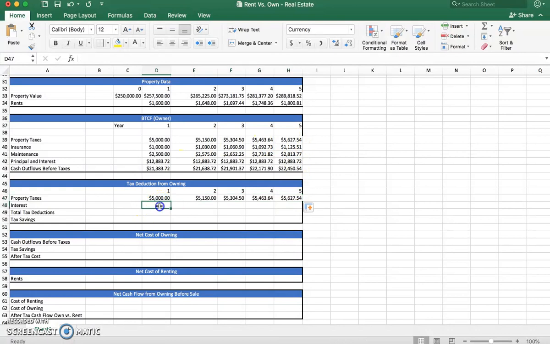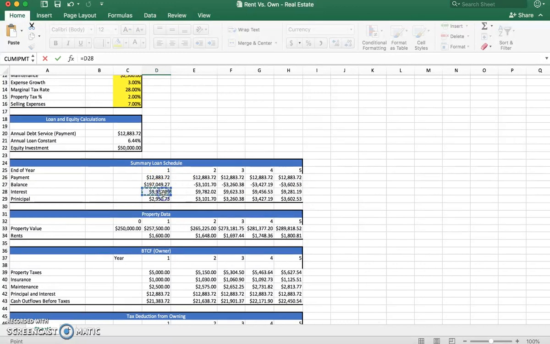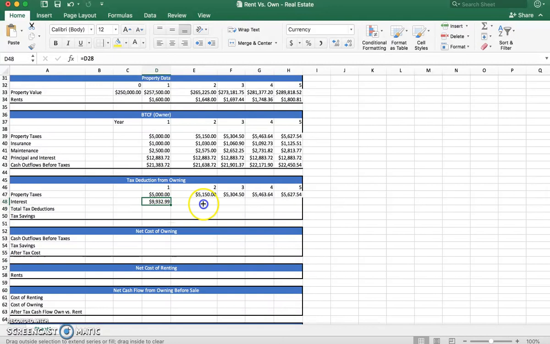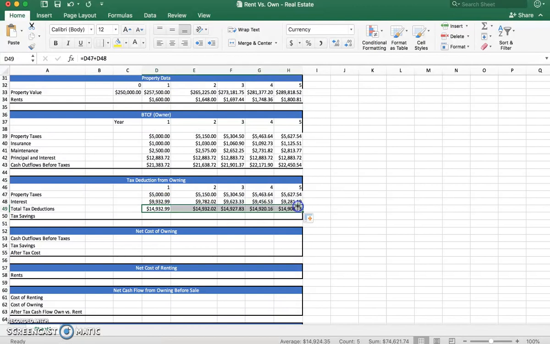All right. So for interest, we've already created that as well. So we're going to pull that from the summary loan schedule we created a while ago. Perfect, yes, right here. Interest. Should be able to pull that across. Perfect. All right, the total tax deductions is the property taxes plus the interest. So we're just going to do this plus the number right below it. This is about 15,000. Pull those all the way across.